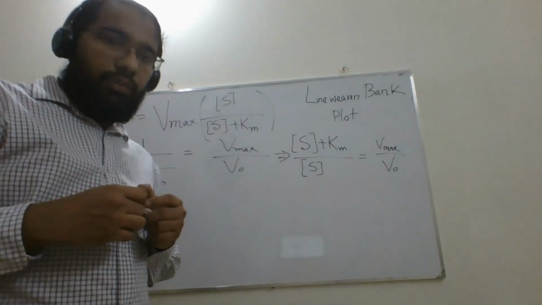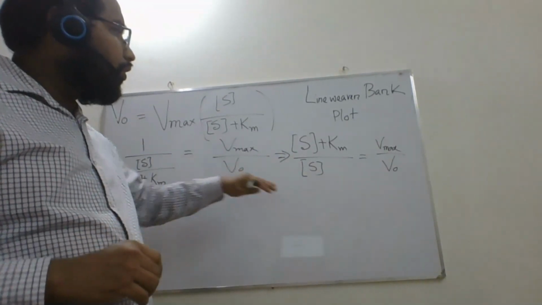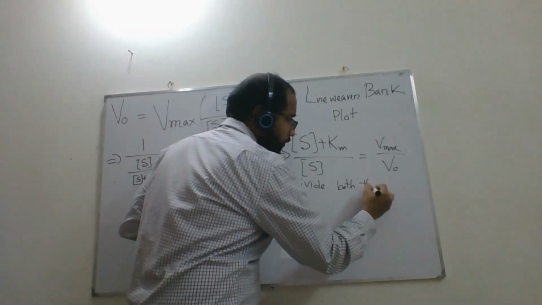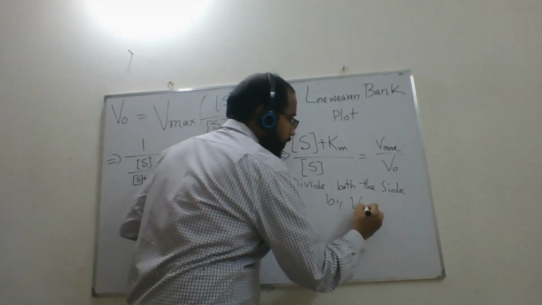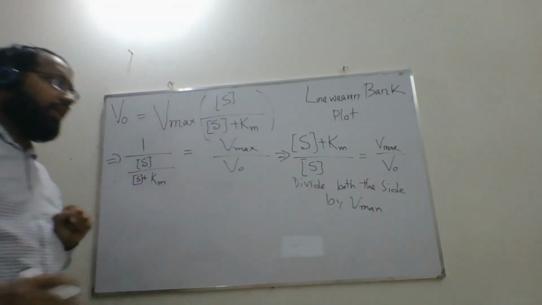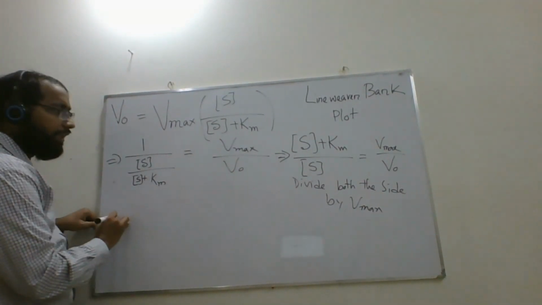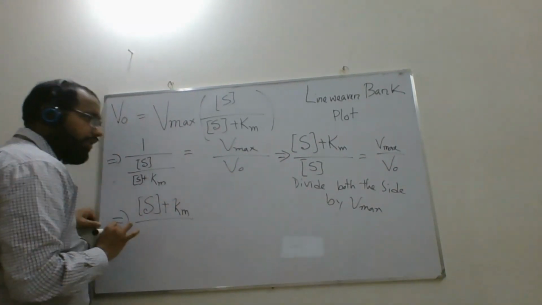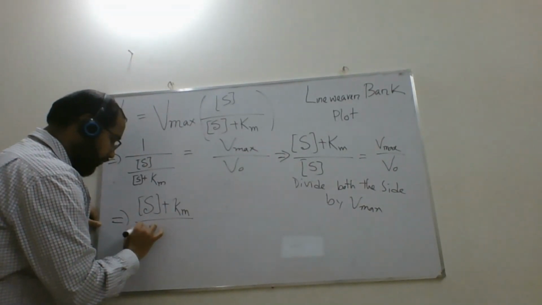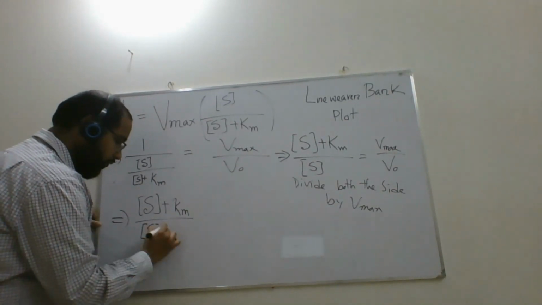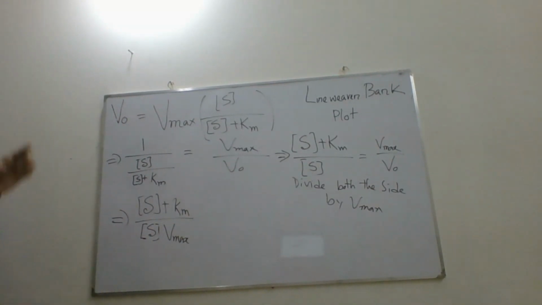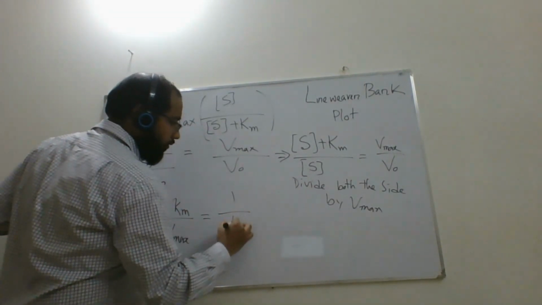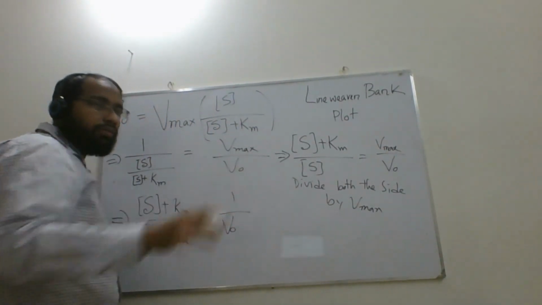Now if we divide both sides of this equation by vmax, then we will get s plus km divided by s into vmax equal to 1 by v0, because this vmax and the other vmax will be gone, so 1 by v0.